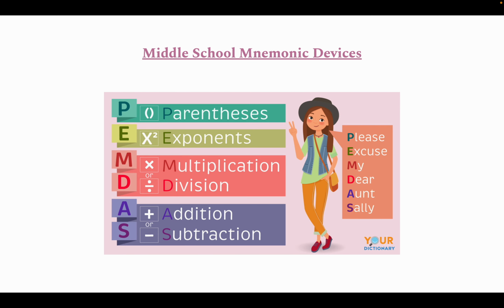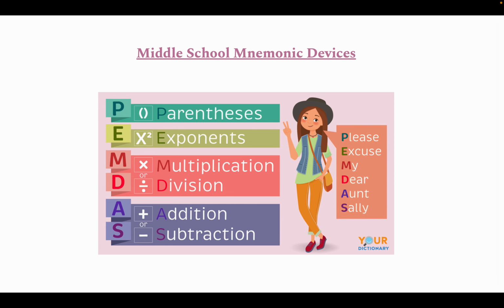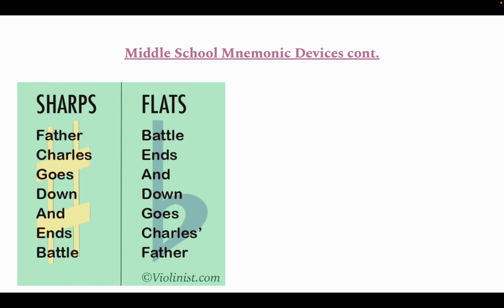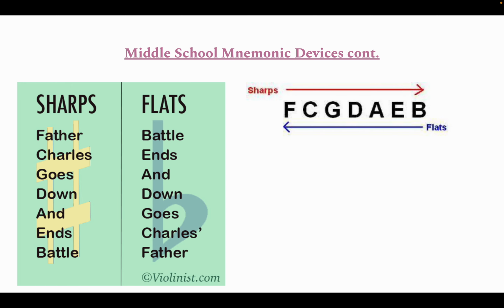Middle school mnemonic devices. Examples of a middle school level mnemonic device is PEMDAS, which is an abbreviation for Please Excuse My Dear Aunt Sally, that represents our order of operations used in middle school and upper level math. Another middle school level mnemonic device is Father Charles Goes Down and Ends Battle, and the reverse, Battle Ends and Down Goes Charles' Father, which helps us recall the order of sharps and flats in music. The order of flats is always the reverse of the order of sharps, and vice versa.